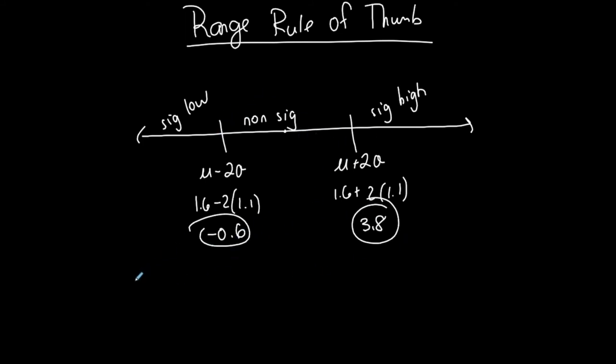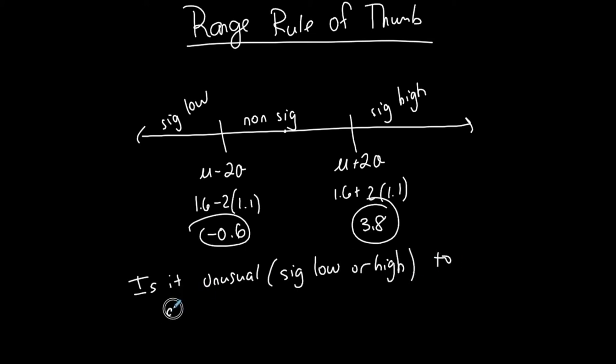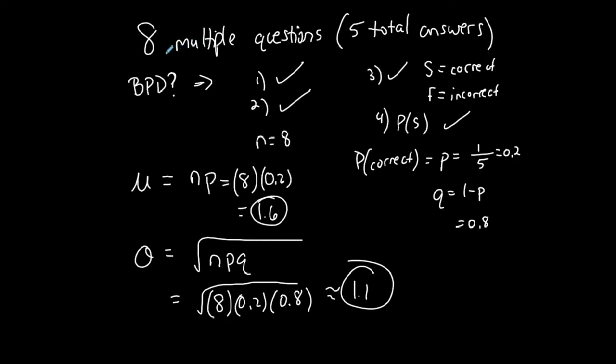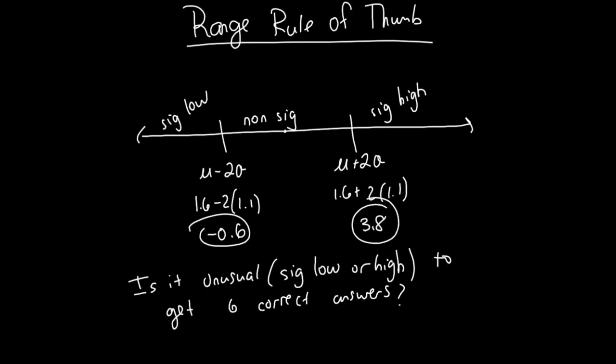So what does that mean? Is it unusual, meaning significantly low or high, to get 6 correct answers under the condition that you're randomly choosing on each question, there are only 8 questions, and you have 5 total answers for each? You don't know anything on this test. You're randomly guessing. Is it significantly low or high to get 6 correct answers?